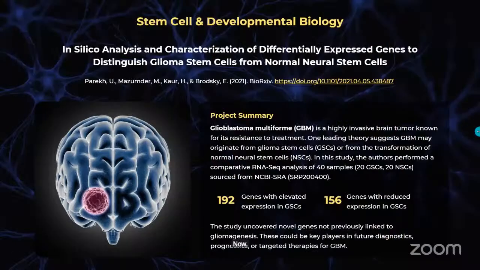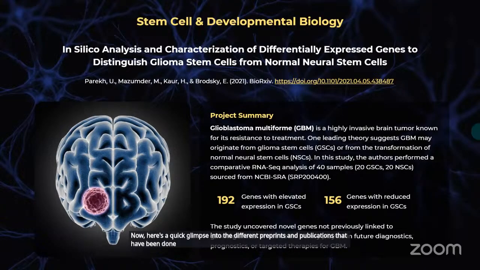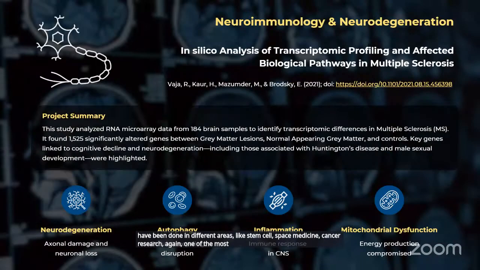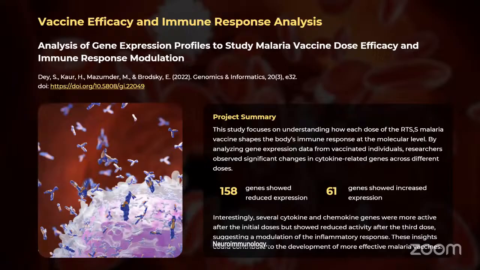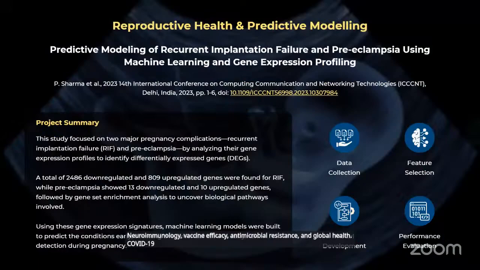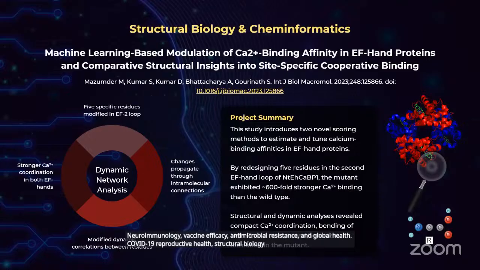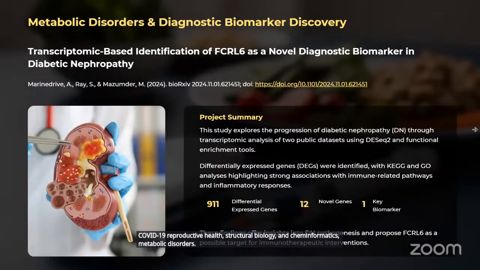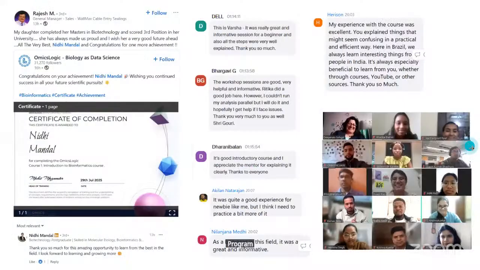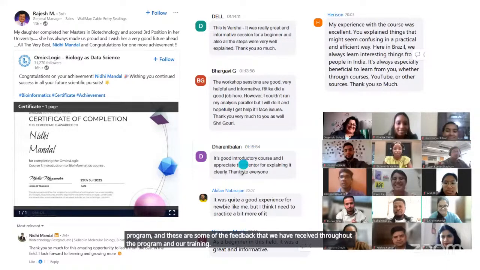Now, here's a quick glimpse into the different preprints and publications that have been done in different areas like stem cell, space medicine, cancer research, again, one of the most popular areas, neuroimmunology, vaccine efficacy, antimicrobial resistance and global health, COVID-19, reproductive health, structural biology and cheminformatics, metabolic disorders, and this preprint has also been carried out by a high school student who initially just completed the program. And these are some of the feedback that we have received throughout the program and our training over the years.